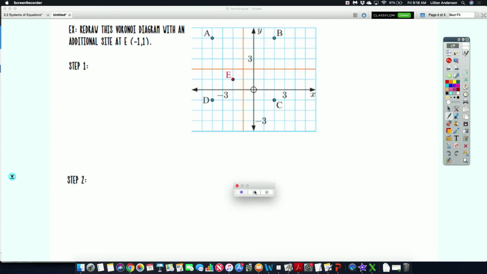So we're going to redraw this Voronoi diagram with an additional site at -1, 1. That's labeled E. Does everybody see it? Yes? Okay. So step 1. Step 1 says that we need to do what? What's the first thing that we did?